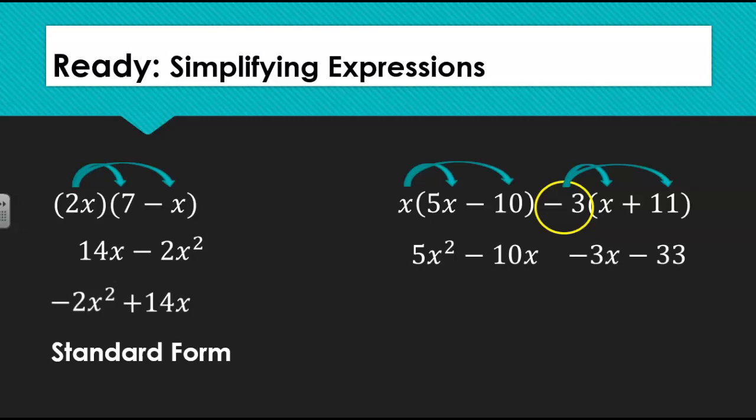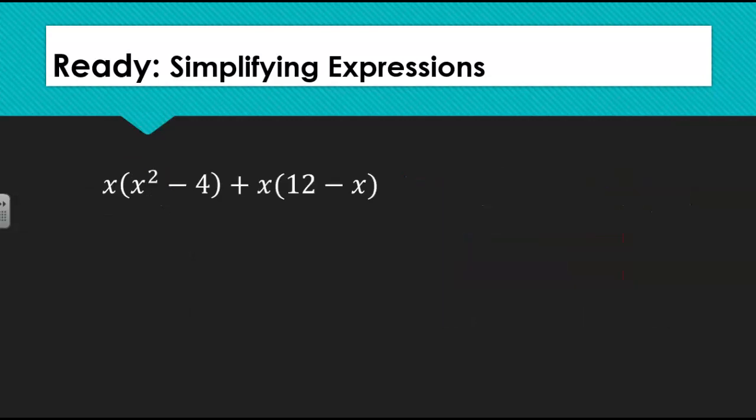Next, we will simplify our like terms. We have two x terms. We will combine them through addition. Negative 10x plus negative 3x is negative 13x. Because we have no other terms that are like the 5x squared and the constant negative 33, we simply bring those down. This polynomial is already written in standard form because the variable with the highest degree is already listed first.